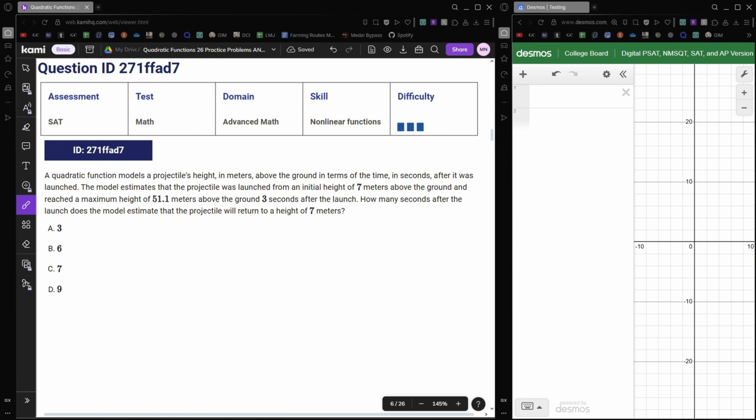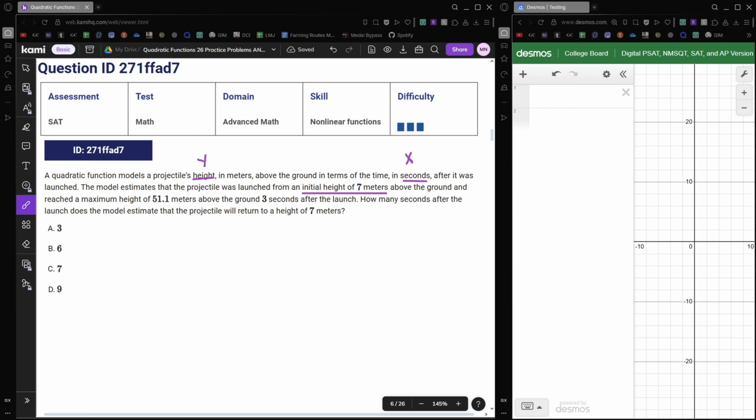Question number 6. A quadratic function models a projectile's height in meters above the ground in terms of the time in seconds after it was launched. So basically that just means that the height is your y value and the seconds is the x value. The model estimates that the projectile was launched from an initial height of 7 meters above the ground. So here they tell us it's an initial height of 7 meters.